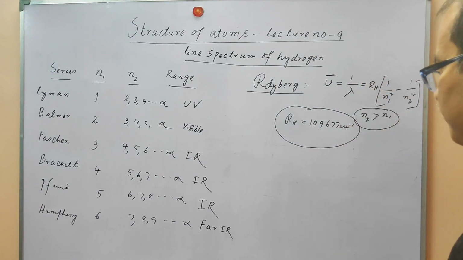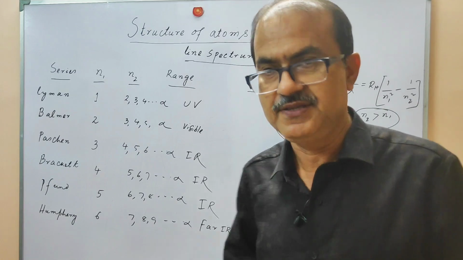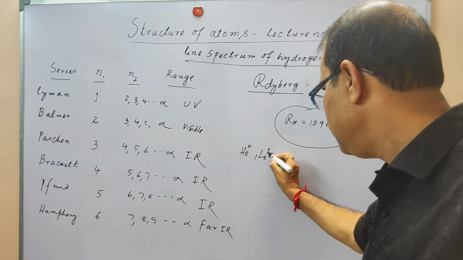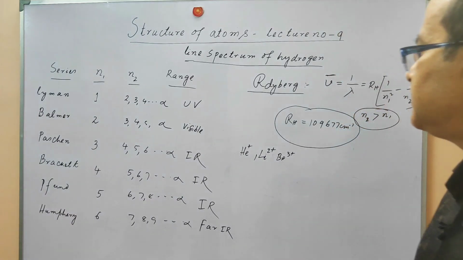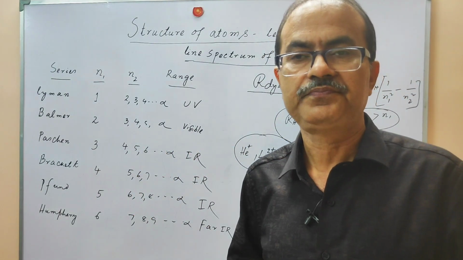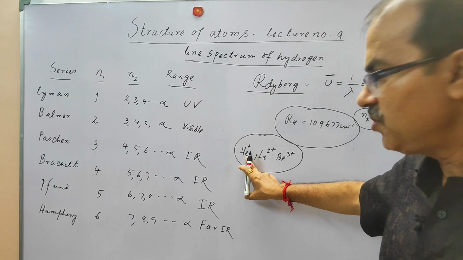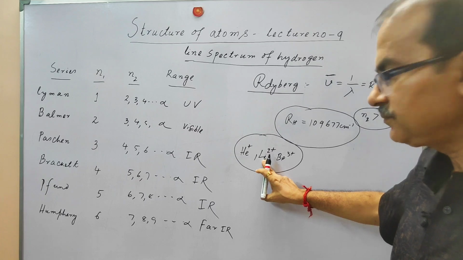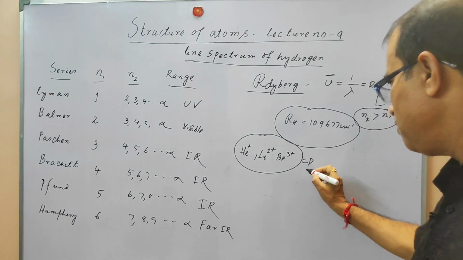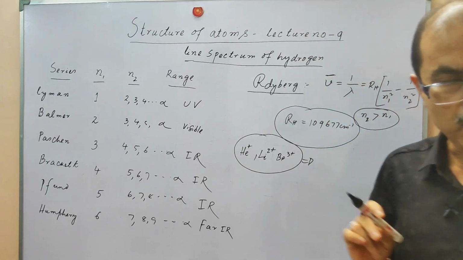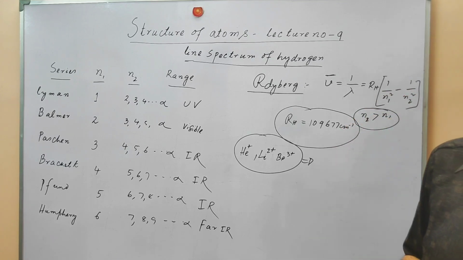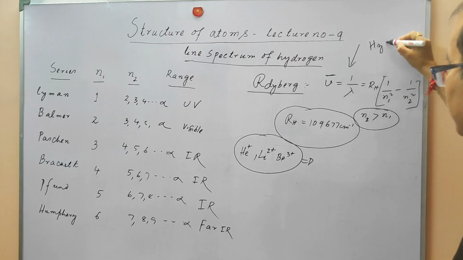But for hydrogen-like species, suppose this is He plus or Li2 plus, Be3 plus, these are hydrogen-like species. Why are they called that? Because hydrogen has 1 electron in its orbit, and helium plus has 1 electron, lithium 2 plus has 1 electron, and beryllium 3 plus has 1 electron in their orbits. And for those, suppose you have been told to calculate the frequency, then if you apply this formula, it will be incorrect. This formula is only applicable for hydrogen.